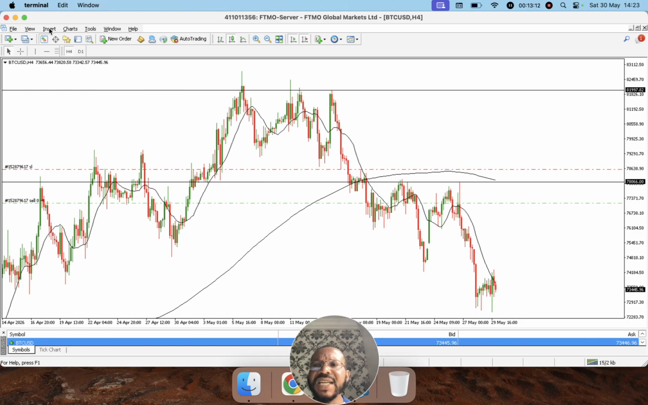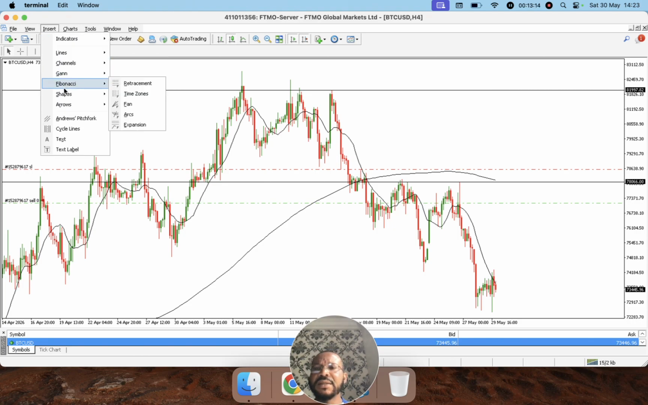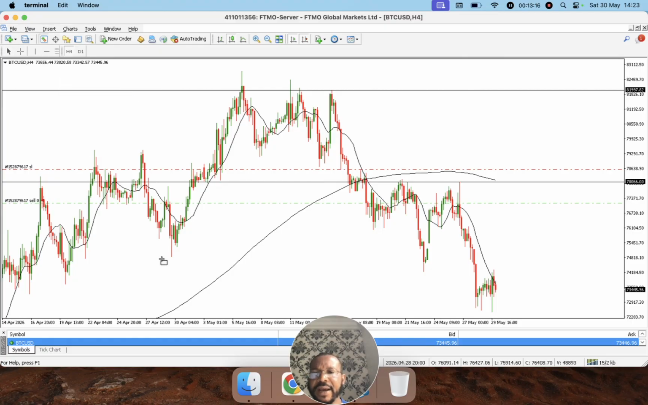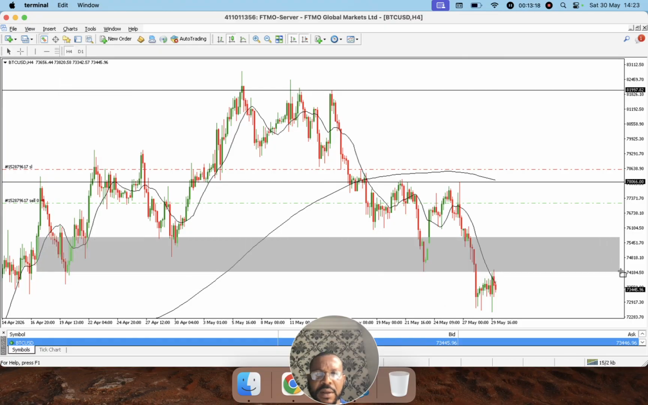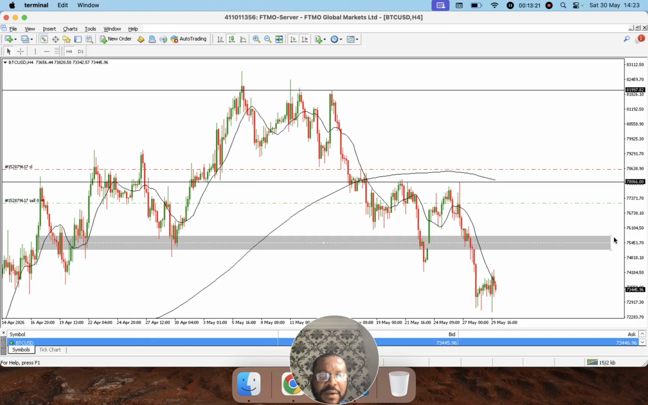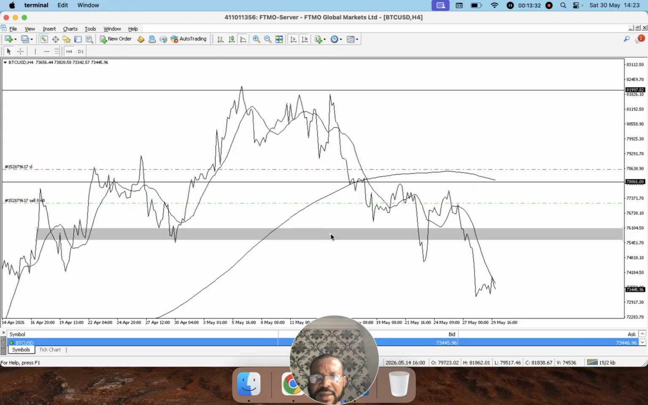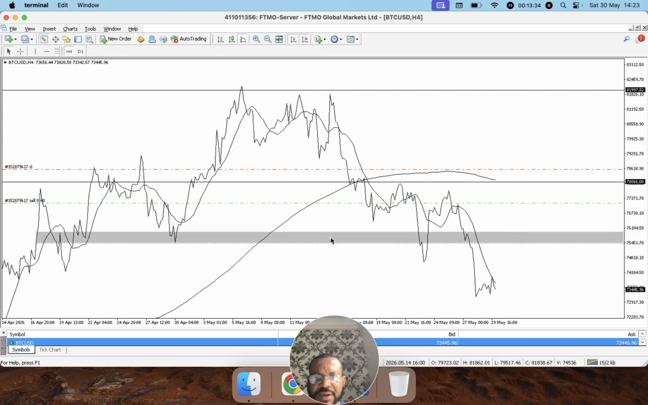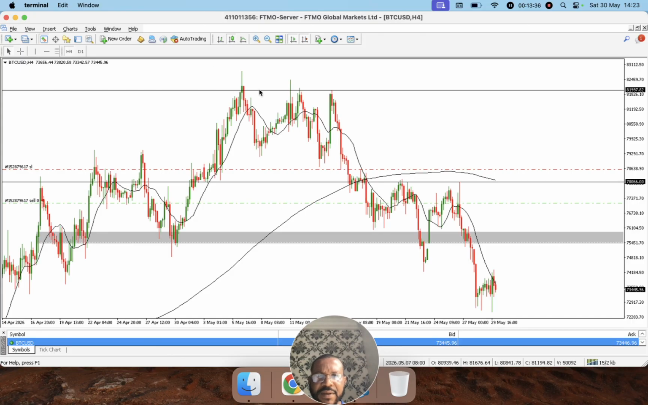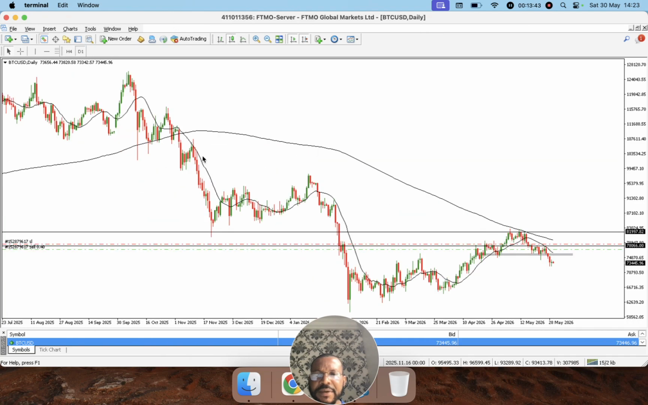So having said that, I'll be looking at this area for the BTC USD in the coming days. I'm looking at this area here, and I'm saying that this area is an interesting one. If I go to my line chart, you can see there's a key level here, and there's even a gap here. Let's go to the daily time frame.